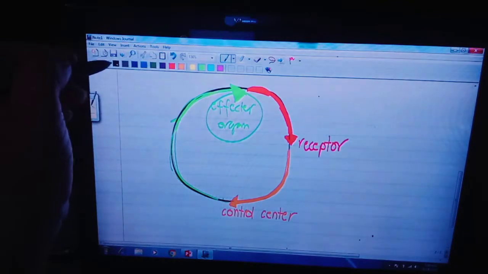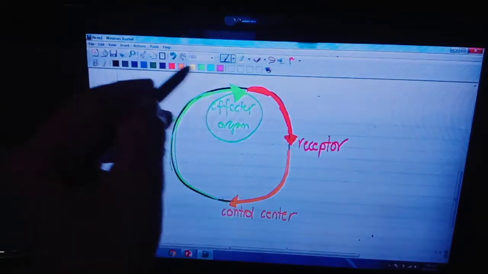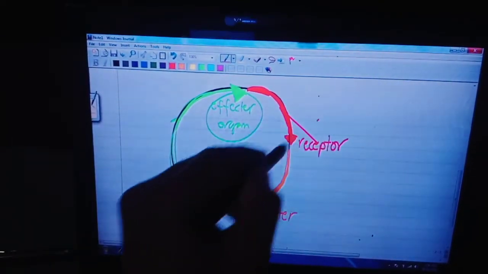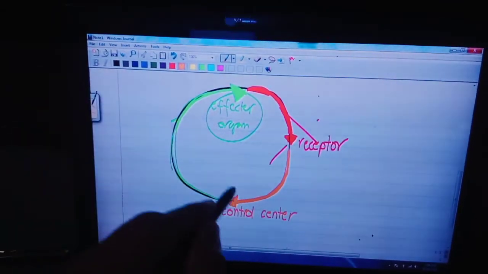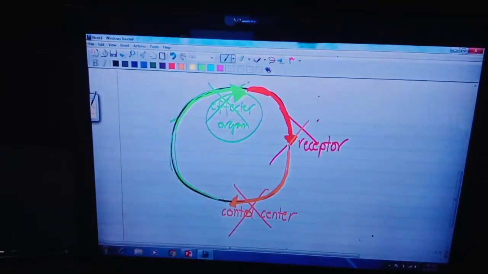Kapag bumalik na yan sa normal na situation, ano mangyayari dyan, guys? The receptor will shut off. The control center will shut off. The effector organ will shut off. Sir, bakit? Because if we overdo this response, a pathologic response occurs. Kung hindi nag-shut off yan, may problema. Disease will ensue. Sickness will ensue. Ganon ang negative feedback mechanism na tinatawag natin.